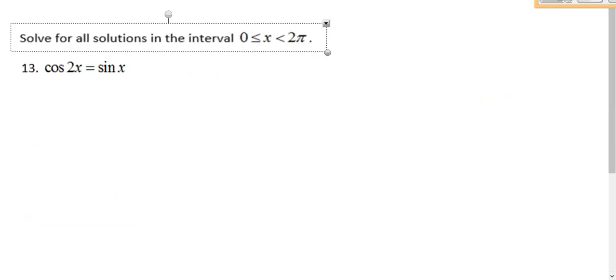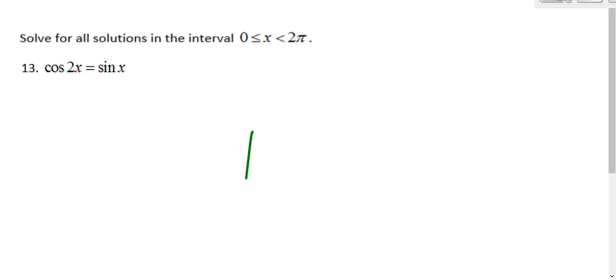So with this one, we do have a mixture of cosines and sines, which is not usually a good way to go. So from our formula sheet, or from our formulas, double angle formulas in particular, cosine 2x, we can change that to sines. It's 1 minus 2 sine squared.